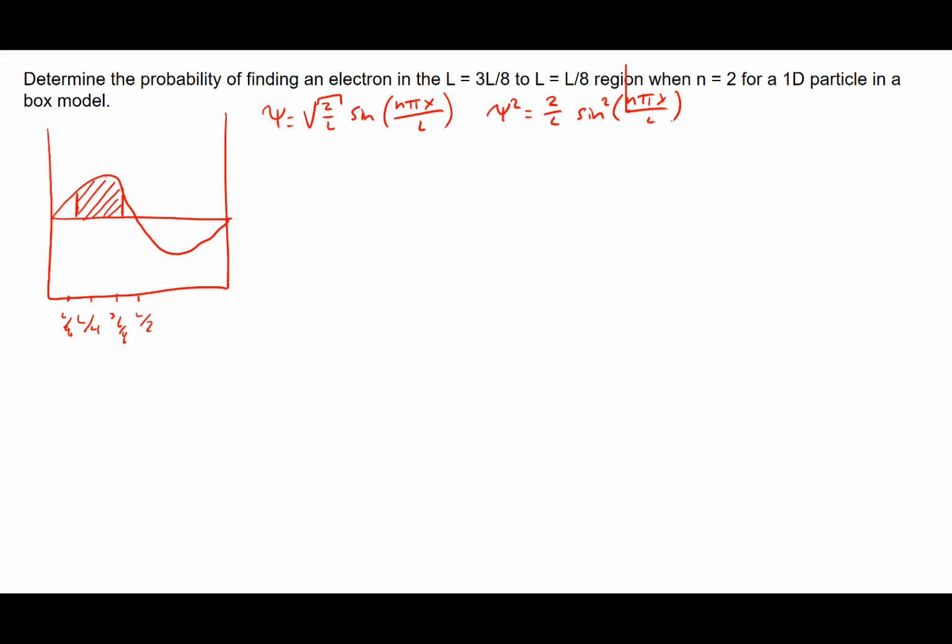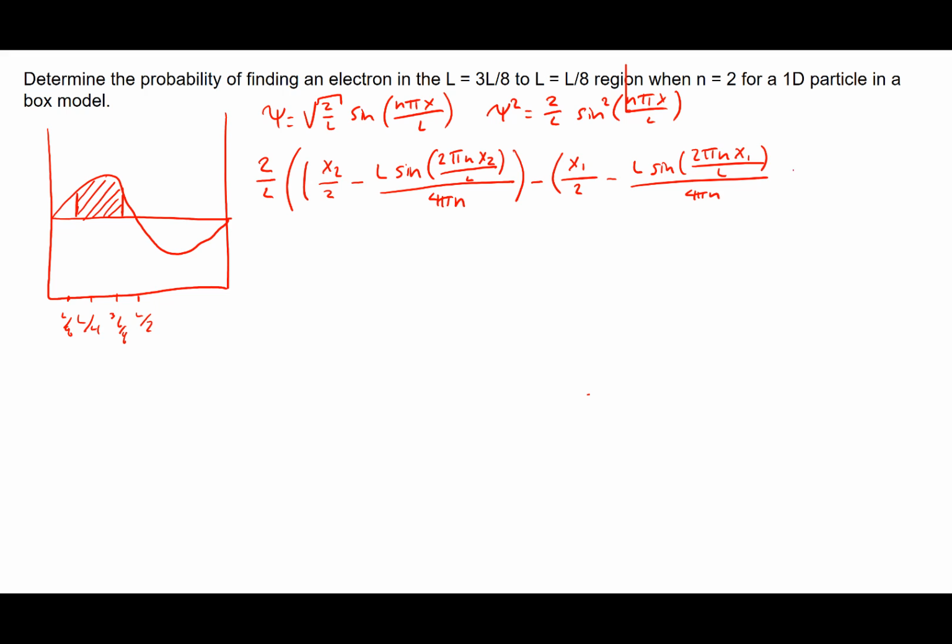So if we're trying to figure out what the probability is of those two regions, we're going to have to integrate that probability equation in terms of x. And so if we do that, 2 over L simply isn't part of the integral, we can simply pull that out. All we're doing is integrating the sine squared, because that's the part that includes the x. And so what that equation then is going to be is: the second position x2 over 2 minus L times sine of 2 pi n x2 over L, all over 4 pi n, minus the first position x1 over 2 minus L times sine of 2 pi n x1 over L, all over 4 pi n. And so you have that right there.